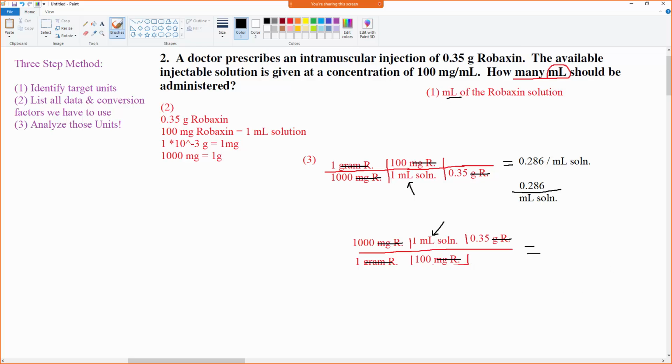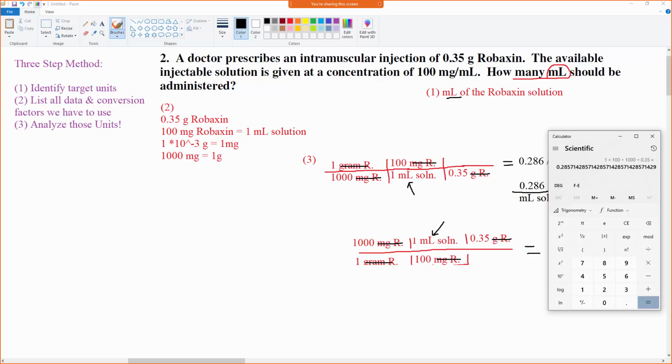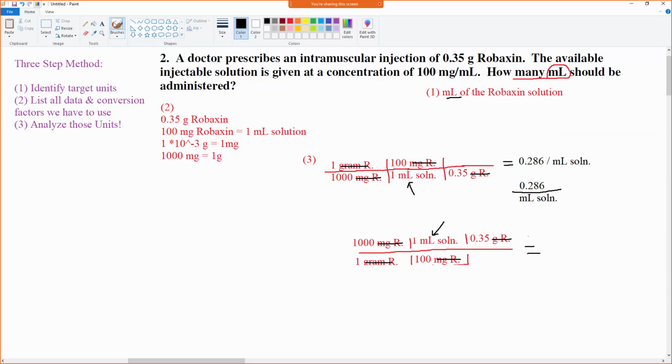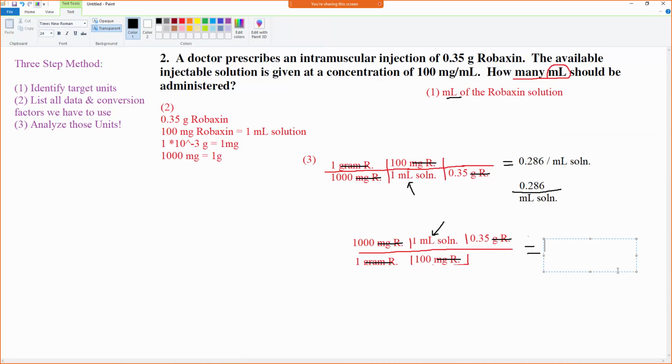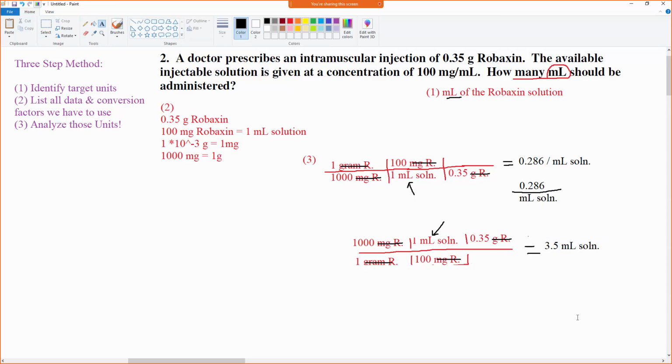Okay, so now we can plug this into our handy dandy calculator and say 1,000 divided by 1 times 1 divided by 100. Multiply that by 0.35. And this gives me 3.5 milliliters of solution. Does that make sense?